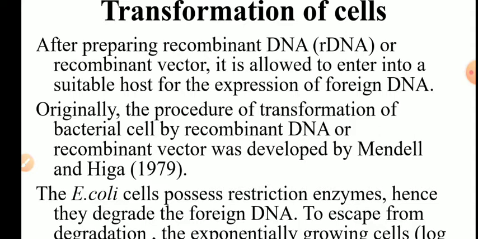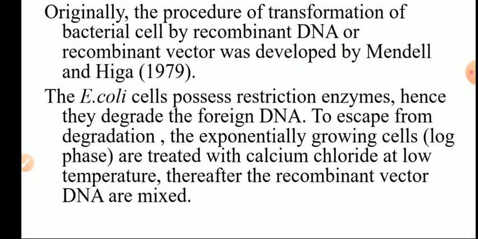After preparing the recombinant vector, it is allowed to enter a suitable host so that the foreign gene inserted inside the vector can be expressed. Expression of the foreign DNA is necessary, and for that purpose the recombinant vector with the foreign DNA is introduced into a cloning organism. Here we study how it is introduced by transformation. The procedure for transformation of bacterial cells by recombinant DNA or recombinant vector was first developed by Mandel and Higa in the year 1970.